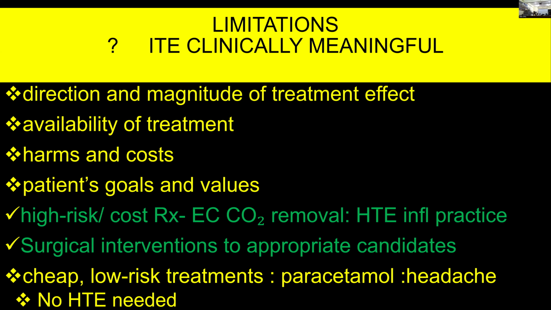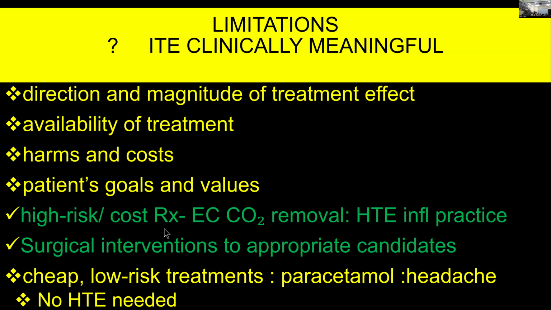For example, extracorporeal carbon dioxide removal is a high risk, high cost treatment. In that situation, you may think, hey, let me see if I can identify a subgroup of people who are likely to benefit and a subgroup of people who won't benefit or it may harm. Then this heterogeneity of treatment effect becomes important. Suppose I want to give paracetamol for headache. We need not do a big HTE analysis and find the subgroup of those who respond, because it's a low risk, low cost treatment. Don't waste your time and money doing HTE analysis.